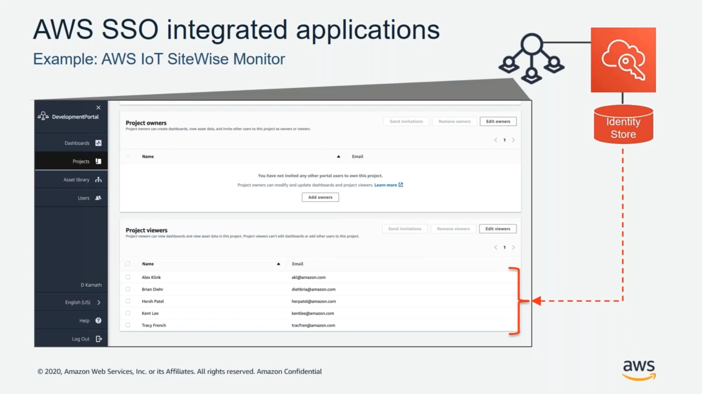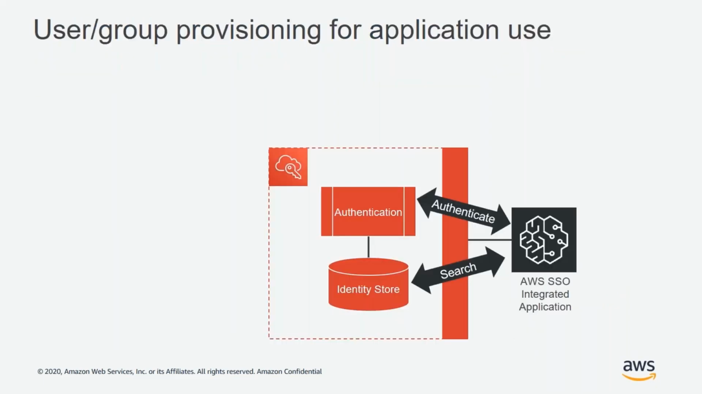For example, an IoT SiteWise Monitor user can create a dashboard of IoT information and then share the dashboard with another user. These AWS SSO integrated applications do this by using the AWS SSO Authentication Service and its Identity Store. This enables the application user to search for users and groups.